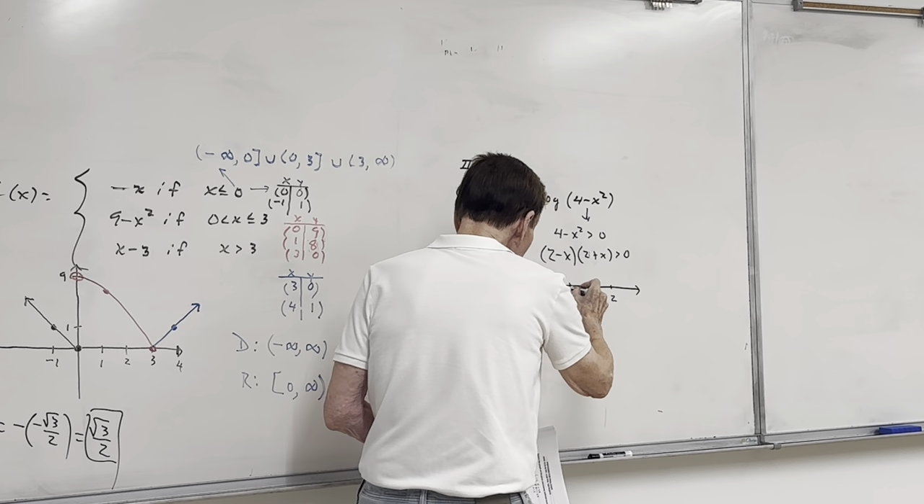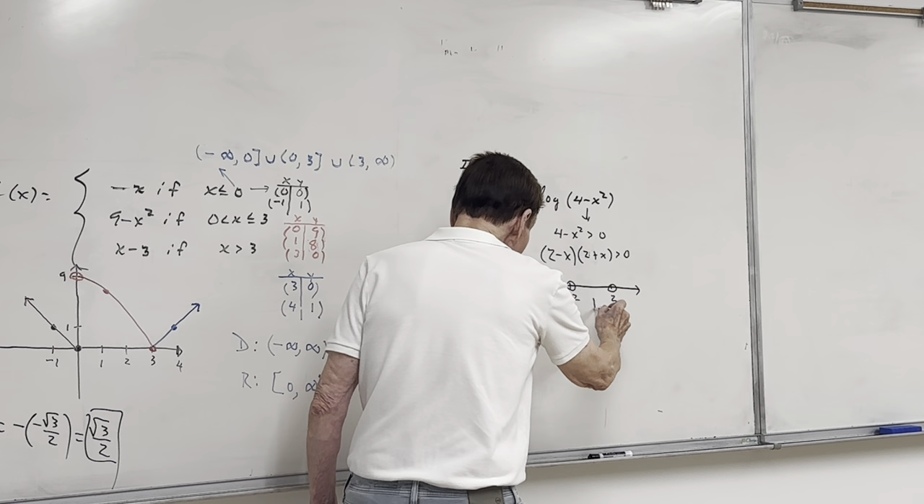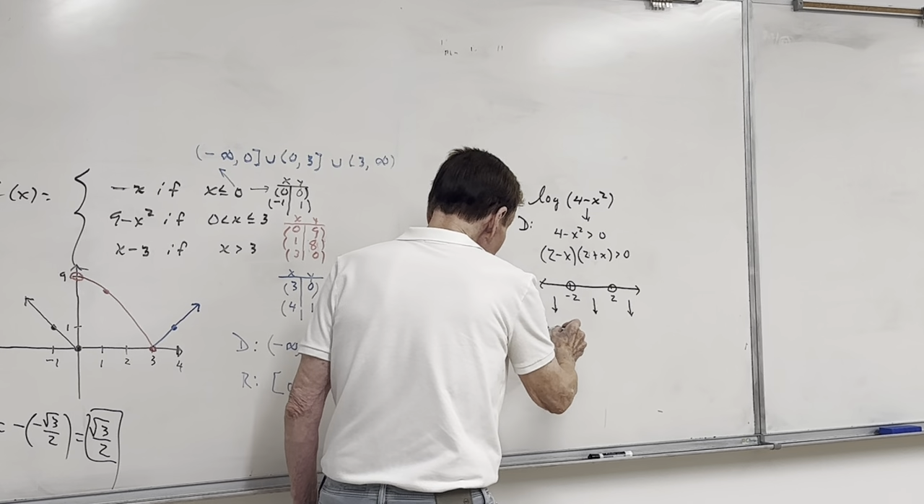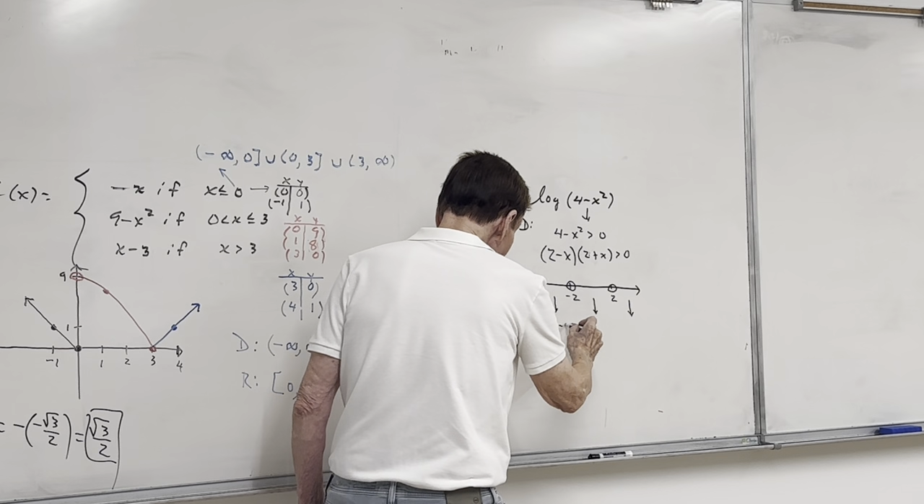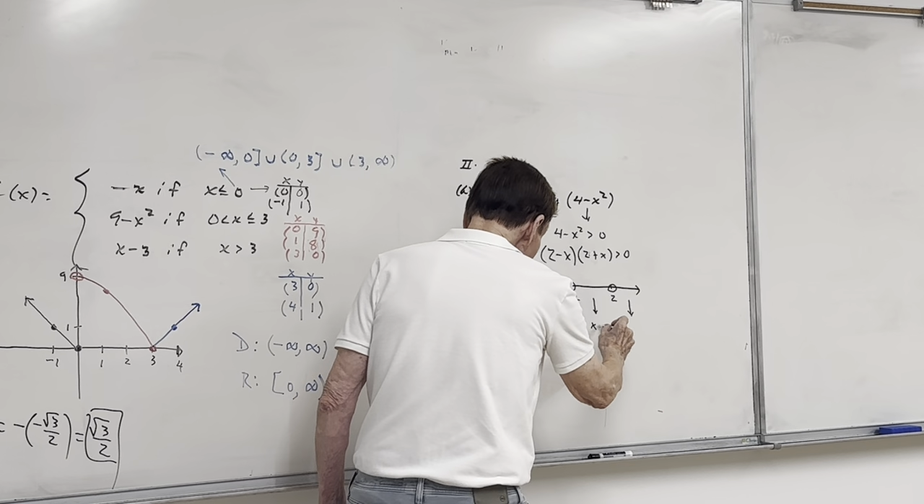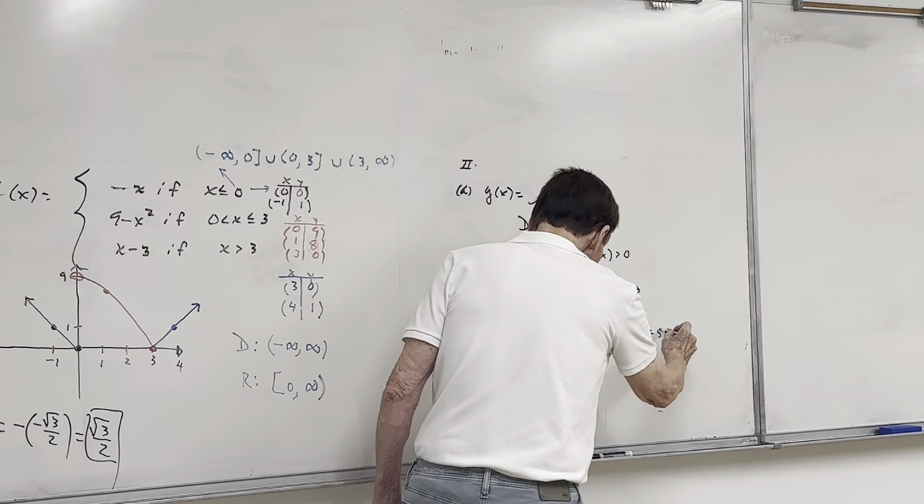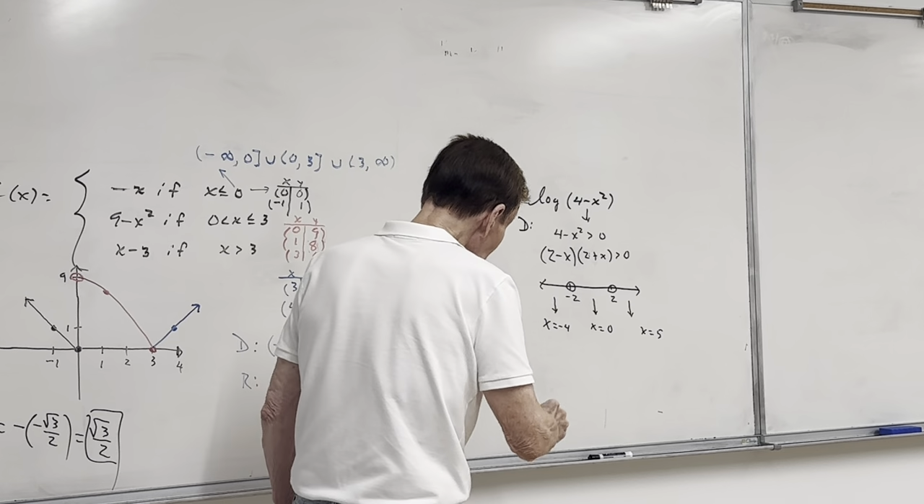You're supposed to go out here. You can see it. Here. Doing all this by sign analysis. Guys, my test point out here, I'm going to try -4. In between, I think we'll try 0. And out here, we'll try a 5. I'll try -4 right here.